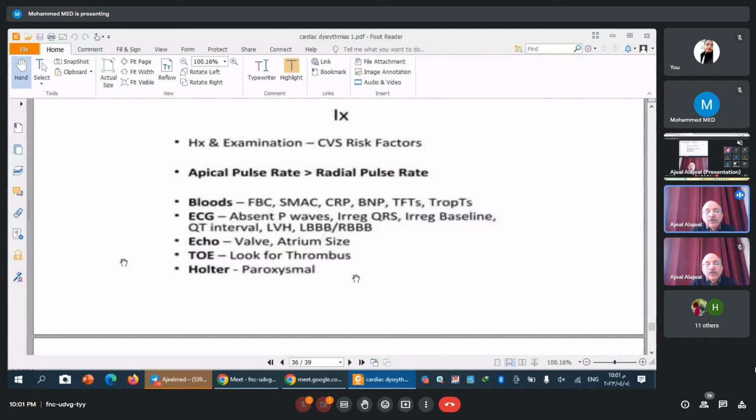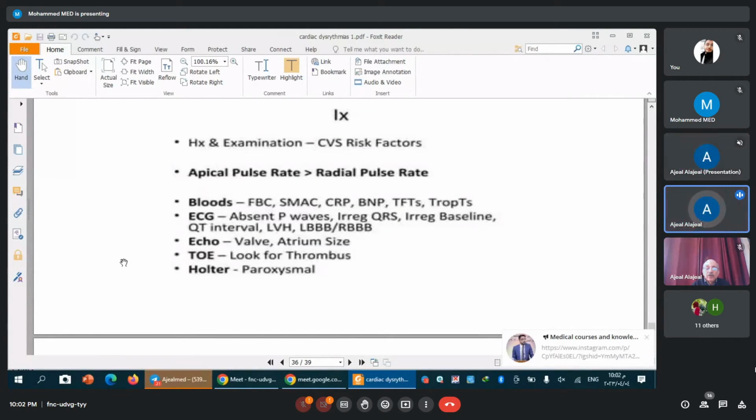Yeah. This is the work you have to do. Of course, you have to, first of all, take history, whether this is the first attack or not, and examine the patient: pulse, blood pressure, oxygen saturation, respiratory rate, etc. Then check the blood sugar, a complete blood picture, ECG, echocardiogram again is important. It is not documented by the ECG, but the suspicion is there.